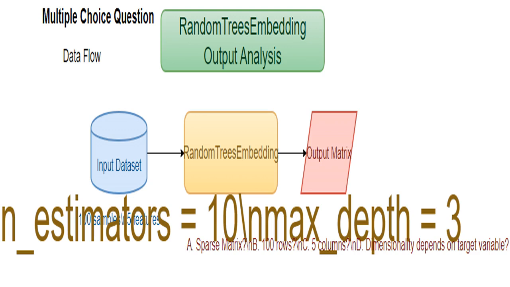N_estimators equals 10 means I'm using 10 decision trees in the ensemble. Max_depth equals 3 limits each tree's depth to 3 levels. This controls the complexity of the trees. A deeper tree will capture more complex relationships between the features, while a shallower tree will capture simpler relationships.